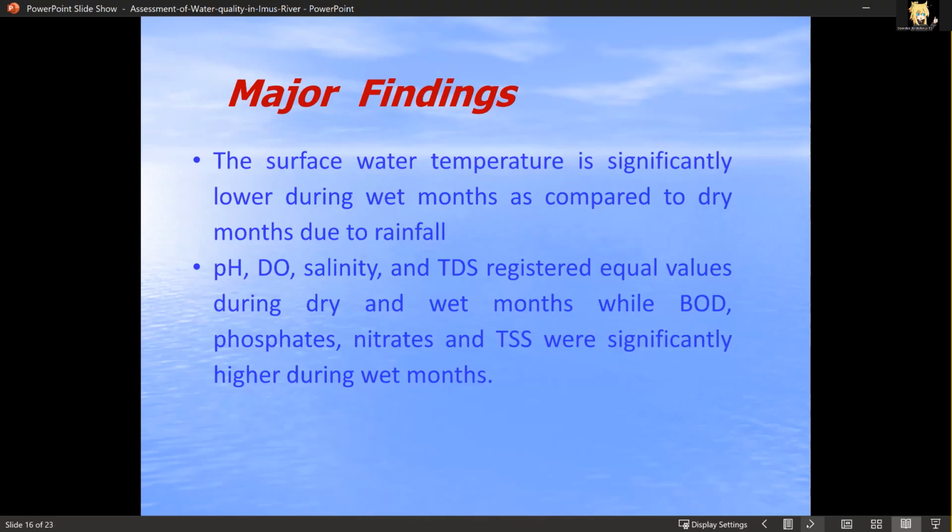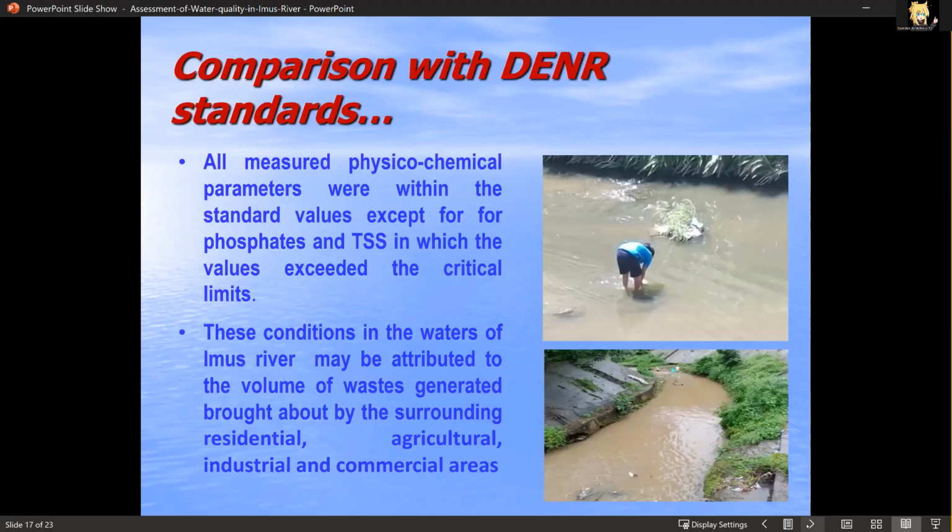So next slide, please. So major findings include, the surface water temperature is significantly lower during wet months as compared to dry months due to rainfall, and the pH, DO, salinity, and TDS registered equal values during dry and wet months, while BOD, phosphate, nitrates, TSS were significantly higher during wet months. So in comparison with the DAO standard, all measured physical parameters were within the standard values, except, as mentioned, for the phosphate and TSS, in which the values exceeded the critical limits.